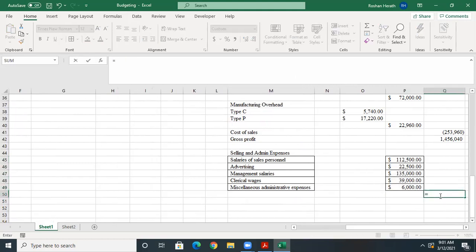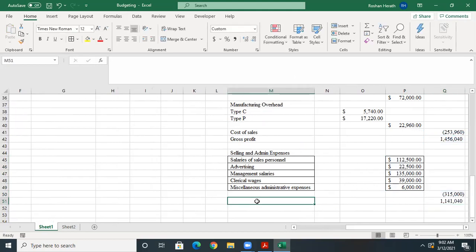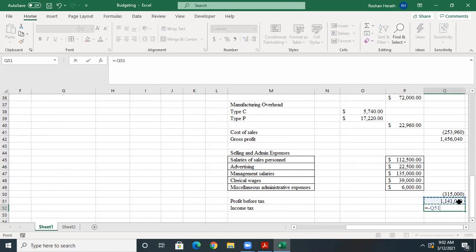You can just take the total cost. Then you can deduct it, and that's going to be the profit before tax. So once you deduct the manufacturing and non-manufacturing overhead cost, the profit before tax comes. The question says that there is an income tax of 35%. So apply 35% to this, and then you can get the profit for the period.